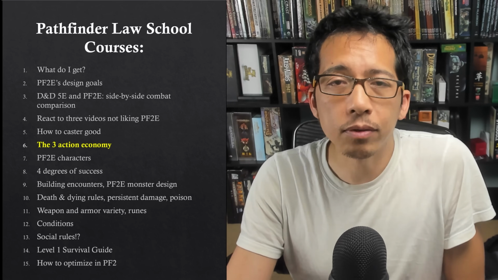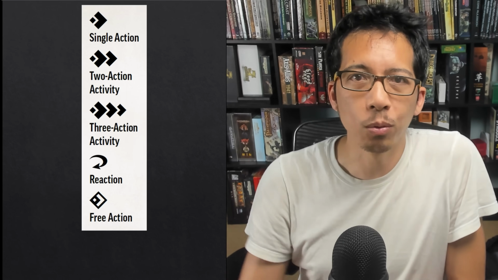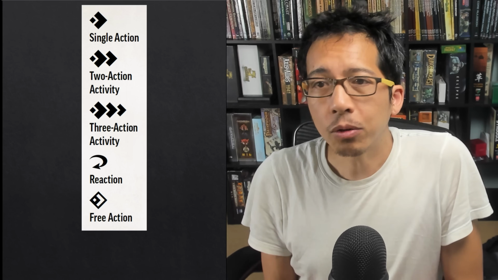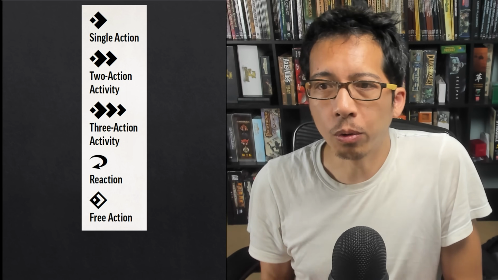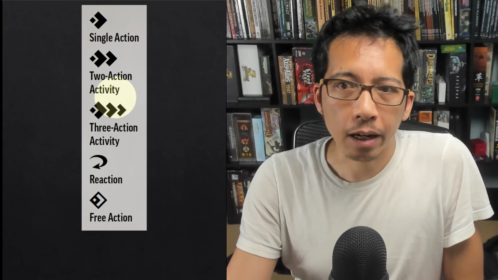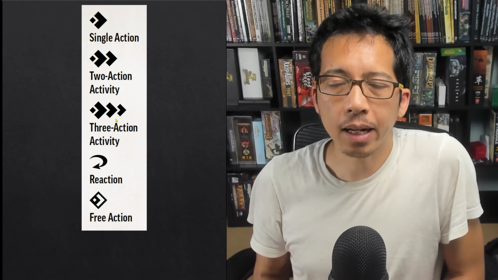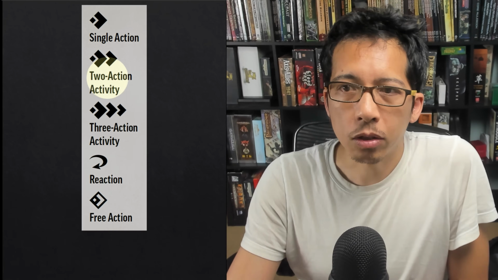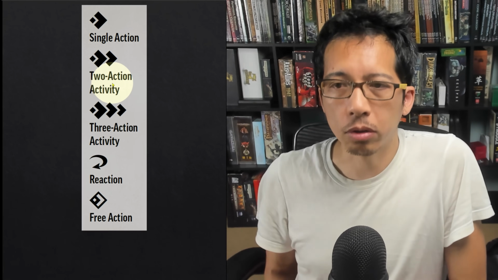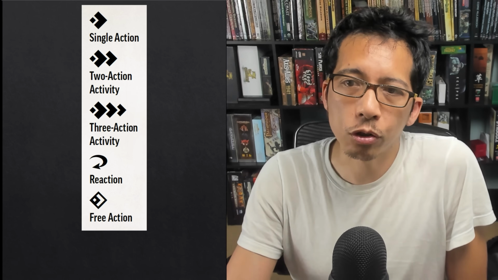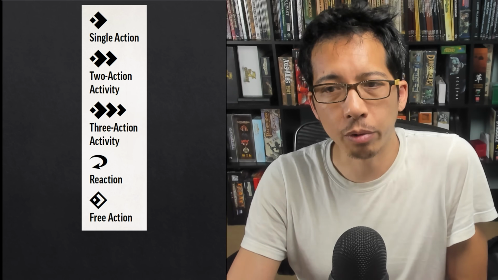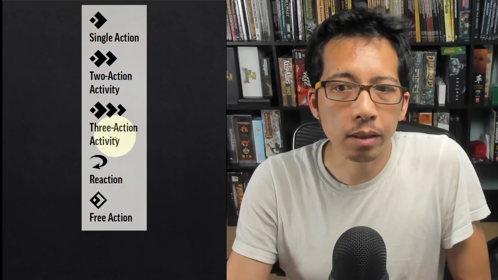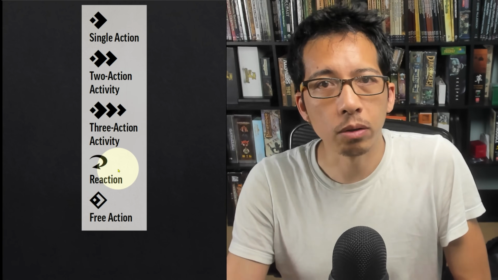Pathfinder 2e gives you 3 equal actions and 1 reaction, and nearly everything you can do uses 1 or more of these actions. Some use 2 or 3 actions. These are called activities. You cannot break them up between turns. You must do the entire activity during your turn. Many spells cost 2 actions, though a few cost 1 or 3. You gain these 3 actions and your reaction every time your turn starts.